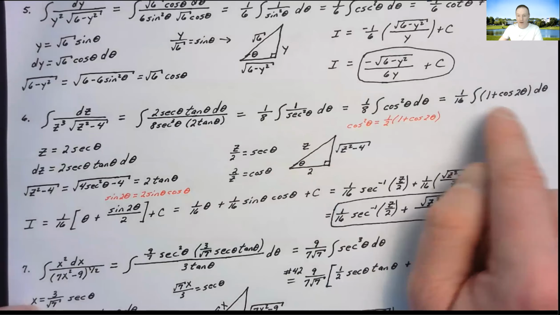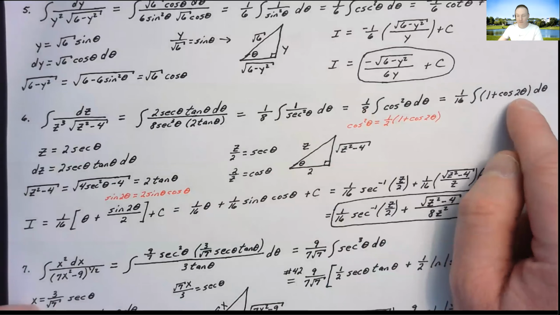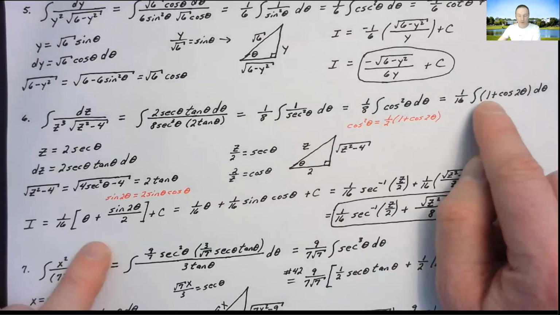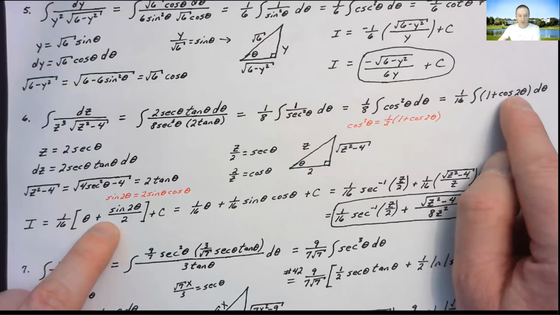That 1/2, I'll have to factor it out and call that 1/16 on the outside. And then we have our integral of 1 plus the cosine of 2 theta. Well, the integral of 1 with respect to theta is theta. The integral of the cosine of 2 theta is just going to be the sine of 2 theta over 2.